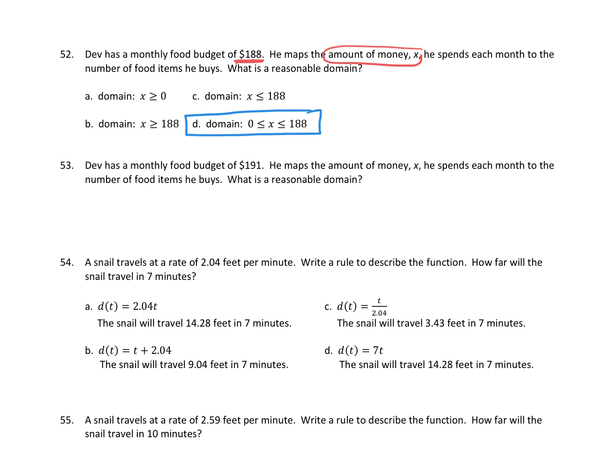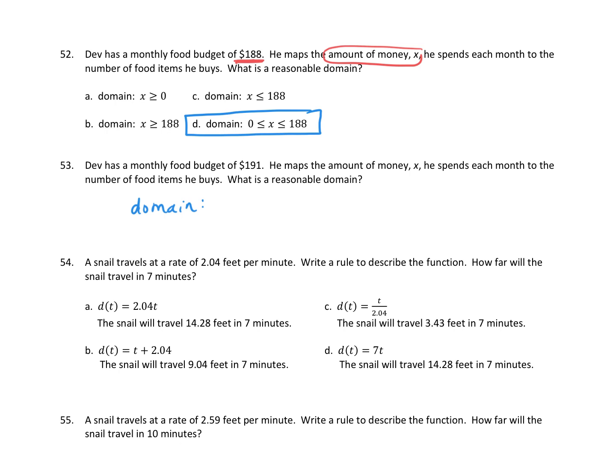All right, number 53, Dev has a monthly food budget of $191 this time. He maps the amount of money X he spends each month to the number of food items he buys. What is a reasonable domain? So we just talked through this in detail on 52. So if you have a question on 53, I would go back and listen to what I said about 52, because now that we understand how to do this, this one is going to go quickly.